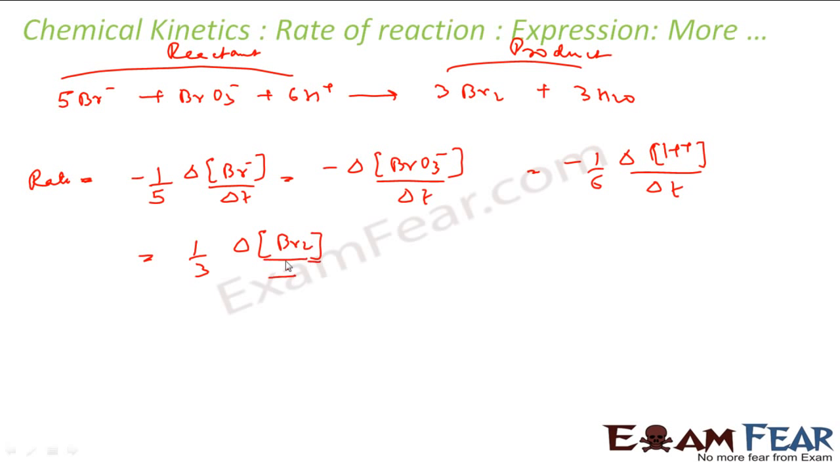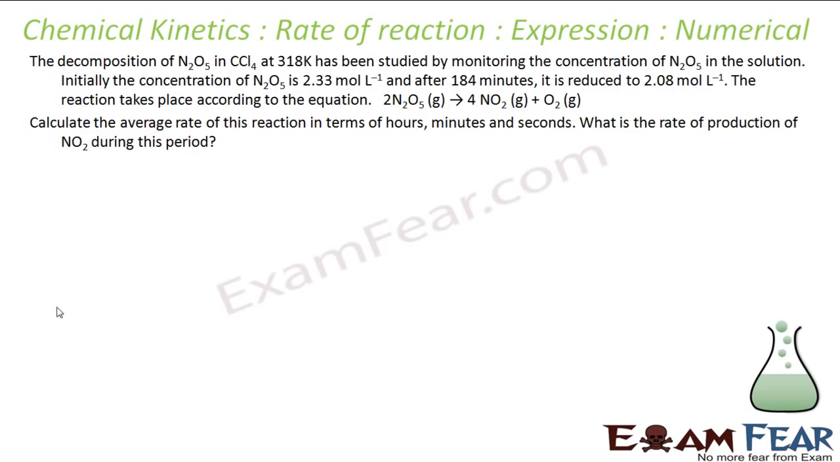Why there is no negative here? Because it is product. So this is equal to, again there is a 3 here, so 1 by 3, change in concentration of water by delta T. This will be my rate of reaction. That means the rate of reaction I can denote by this, or this. All will be the same value. Correct? Let's take one example now.